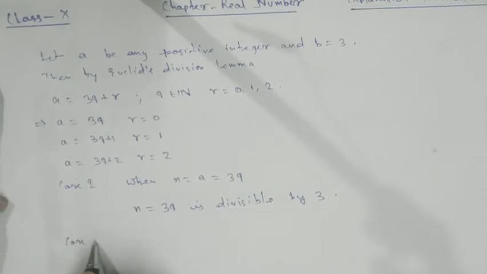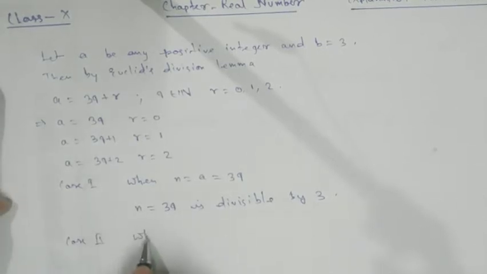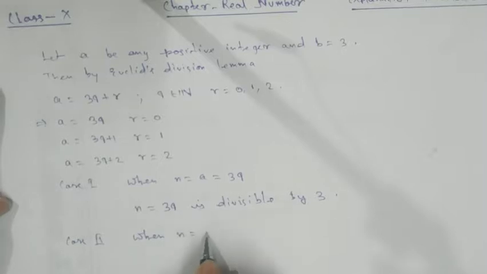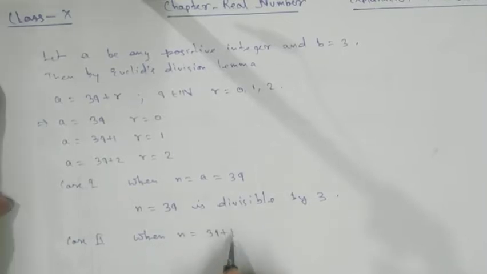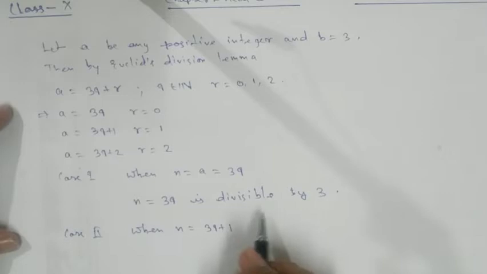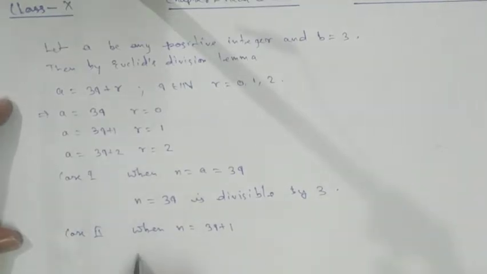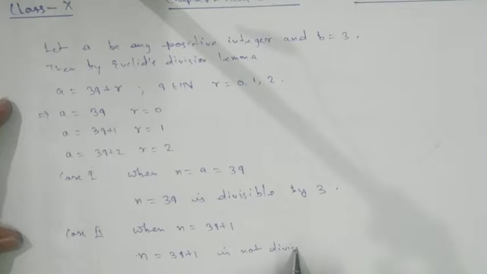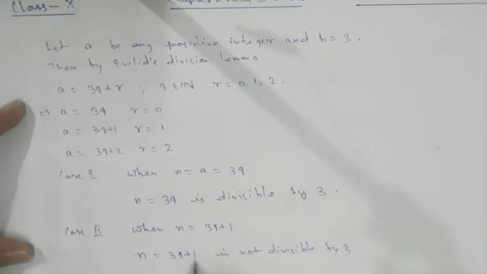Case 2, when n equals 3q plus 1. Okay, that means you can see that n equals 3q, if we choose it, is not divisible by 3. So why, sir? Because there is a remainder. Okay, so we will not choose this part.